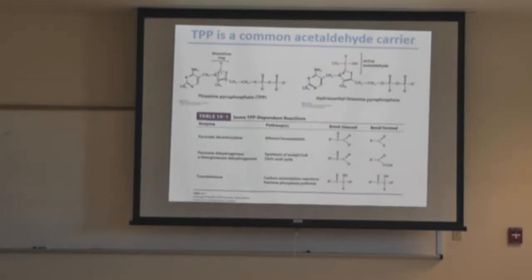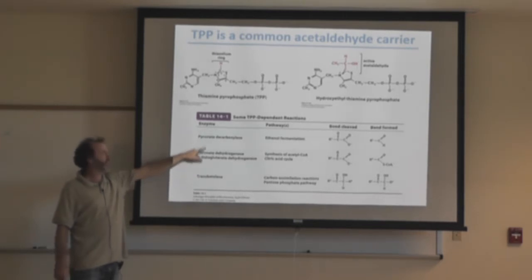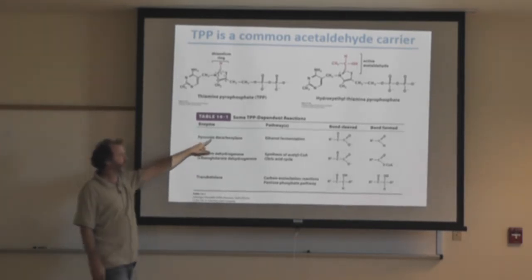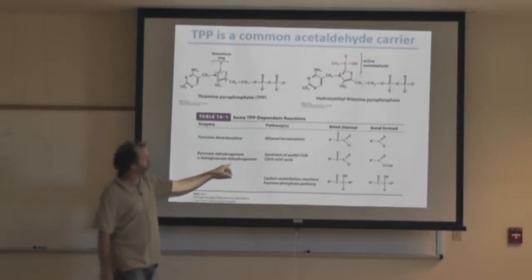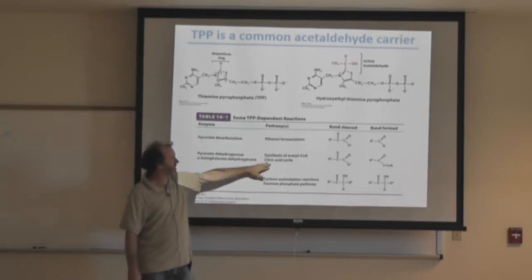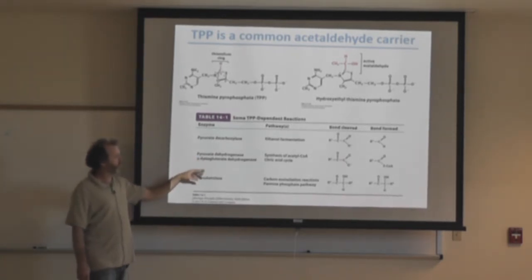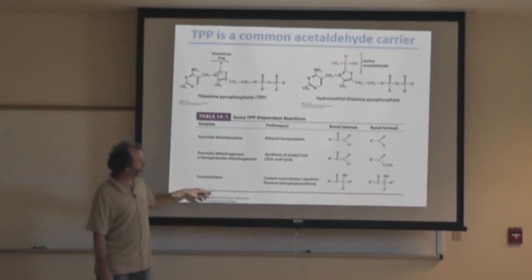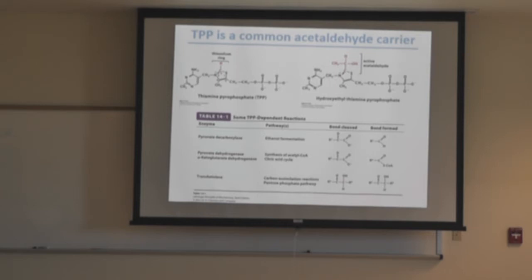So TPP is a common acetaldehyde carrier. This is the enzyme I was trying to remember, pyruvate dehydrogenase. Similar to pyruvate decarboxylase, which is what we see in ethanol fermentation. Pyruvate dehydrogenase and alpha-ketoglutarate dehydrogenase we see in the synthesis of acetyl-CoA and in the citric acid cycle, respectively. And then transketolase will also use it, but okay, so that's thiamine pyrophosphate. A few coenzymes.